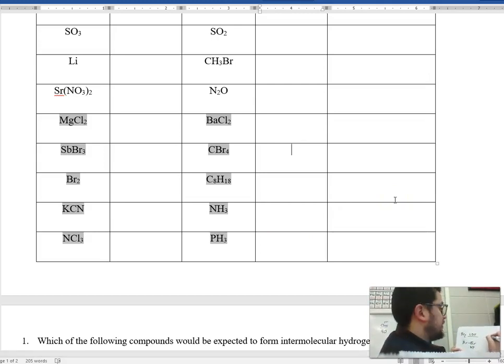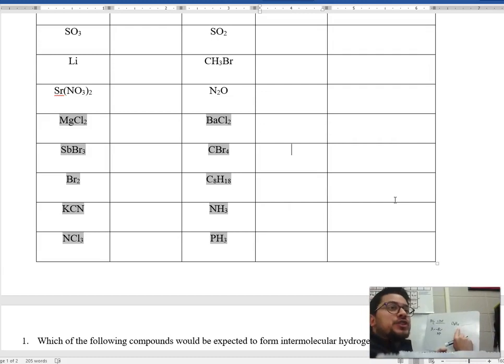Next I have C8H18. If you ever have any carbons and any hydrogens, ever, that is always London dispersion. But if there's another element, then it changes it. So if there's an O in there, then it is not London dispersion. But only if it's carbon and hydrogen, it's always going to be London dispersion. Always. So there's two London dispersions here.